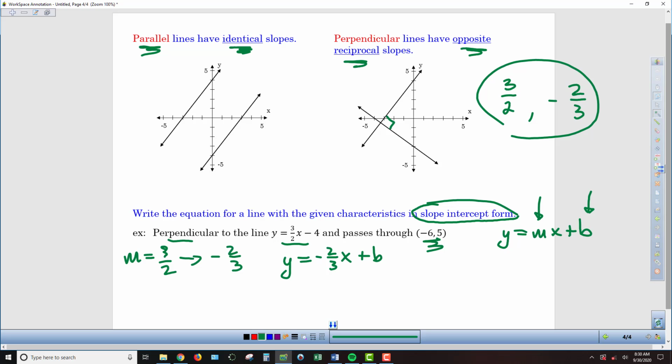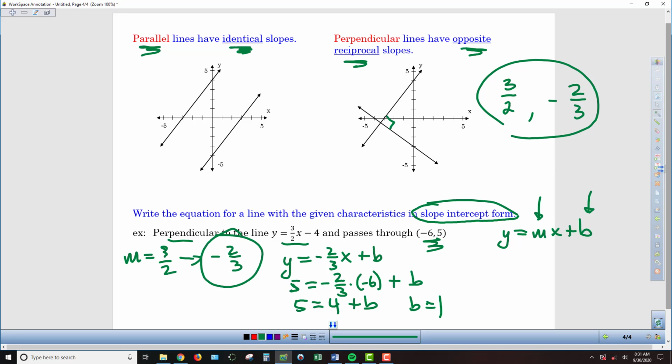And from here, I'm going to do the same thing that we've done previously in other examples. I'm going to take the point that's given to us, plug it in for x and y, and solve for that y-intercept. So in place of y, I'm going to put 5, again just being careful about using the y-coordinate for the y value in my equation, equals -2/3 times -6 plus b. So negative times negative is going to be a positive. 2/3 of 6 is 4, plus b. And so after we subtract 4 from both sides, we're getting b equals 1.